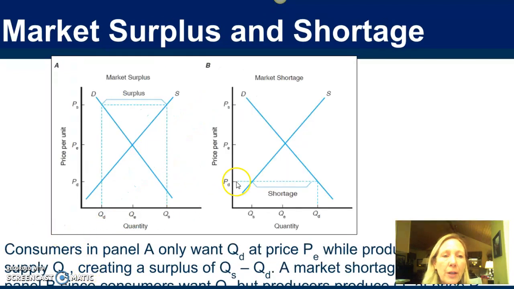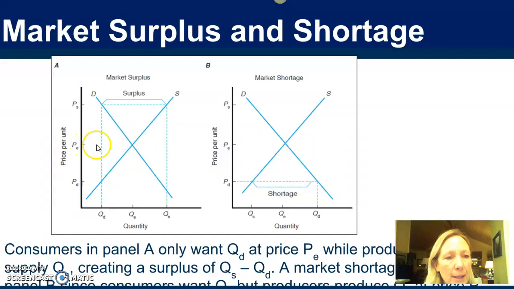Okay, so this is an important slide. And what this slide shows right here is the idea of market surplus. So market equilibrium is right here. That's when producers and consumers are happy. Producers are getting what they want, a fairly good price. Consumers are getting what they want for a good price. When you have a surplus, that's all of this area.